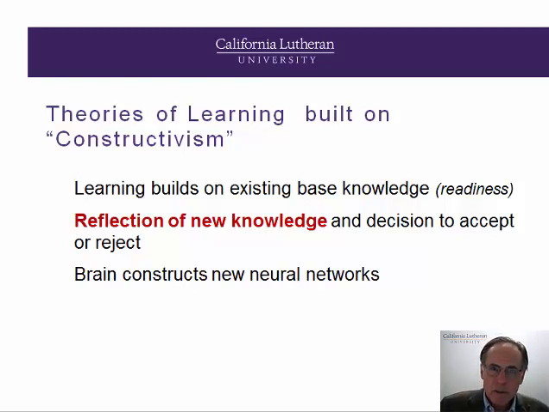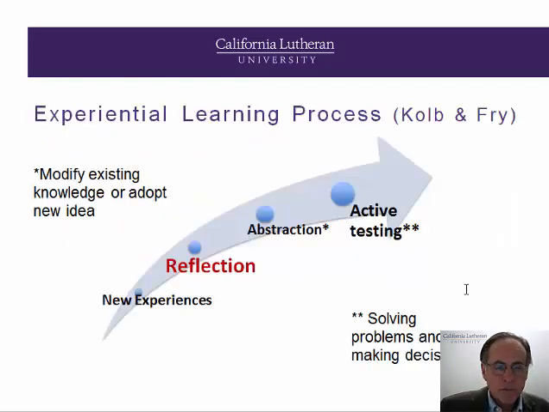After processing or reflection, some new information is rejected. Other data is accepted and placed into long-term memory. The new data either augments the existing knowledge base or, in some circumstances, replaces some of the existing knowledge. Kolb and Fry placed this idea of reflection into a timeline. A new experience comes in. You see something, you're involved in something, you hear something. You then reflect on how that information aligns with your existing knowledge.